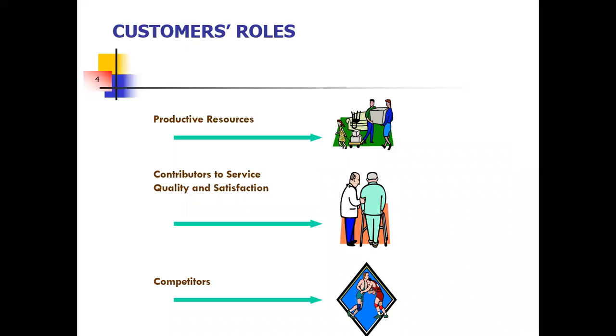Now, after this, just understand what is the role. So under this topic, we will understand the three major roles played by the customer in service co-creation and its delivery. In case of service, the customer acts as a productive resource, a contributor to service quality and satisfaction, and the third role they play is that of a competitor. So let us understand these three important roles.